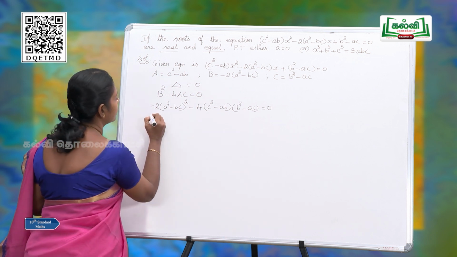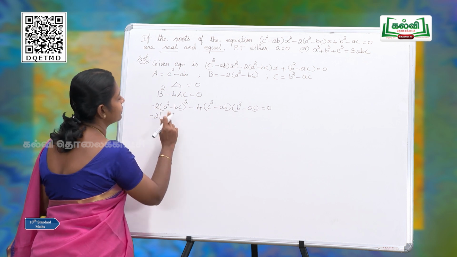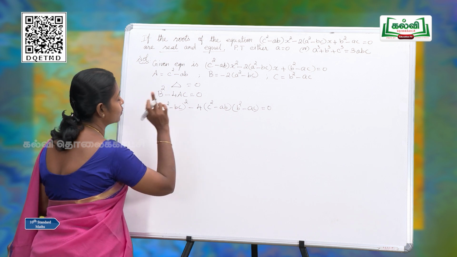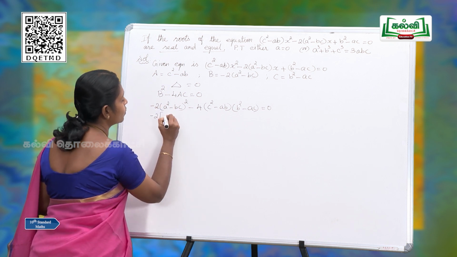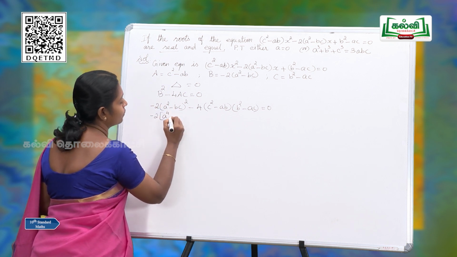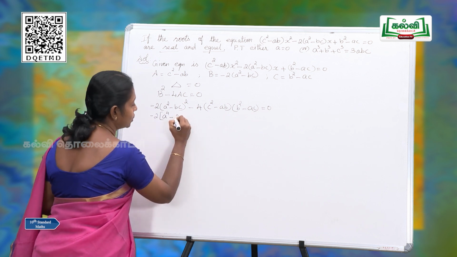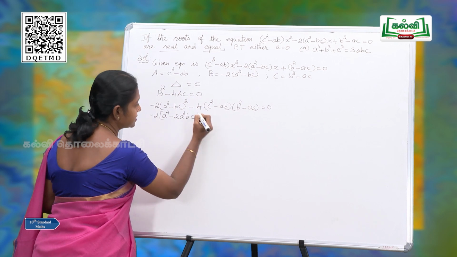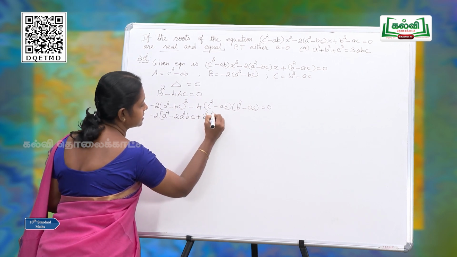Now listen, actually we have to use the identity, (a squared minus bc) whole squared, the (a minus b) whole squared formula, right? So what is this? a to the power 4 minus 2a squared bc plus b squared c squared.